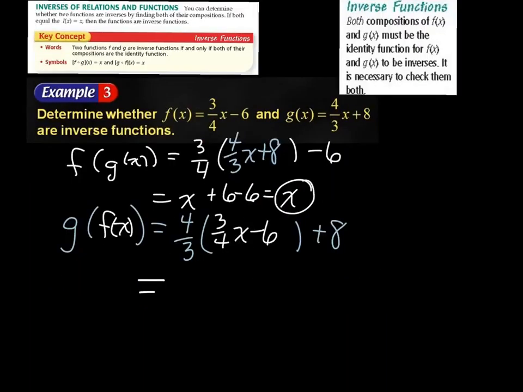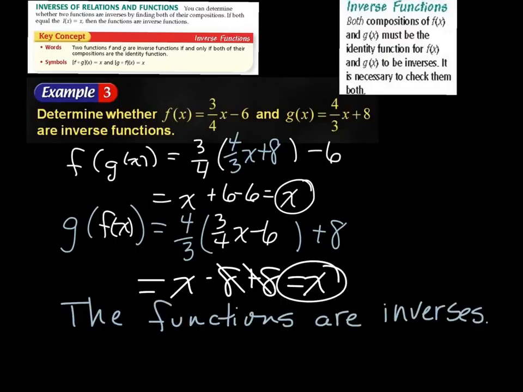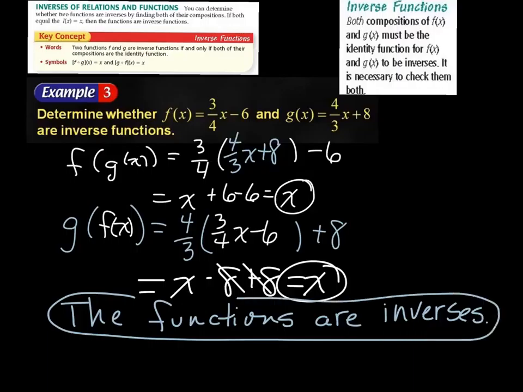Once again, the distributing is pretty easy because 4/3 and 3/4 are reciprocals. Everything cancels out. I have x. 6 divided by 3 is 2, times 4 is 8, plus 8. The 8's cancel out, and once again I get x. So I circled my x's because I had to get them, but I'm used to circling things after the equals. The final answer is actually the functions are inverses.